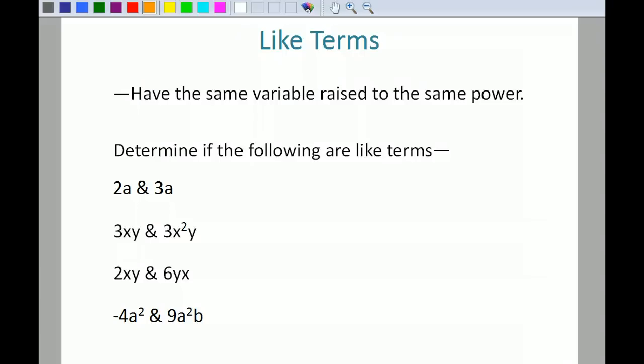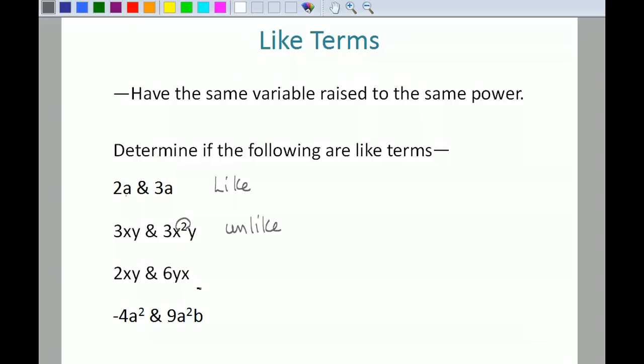Now like terms, it's another one of those essential vocabulary words. Like terms have the same variable raised to the same power. So let's look at these and determine if we have like terms. 2a and 3a. I have the same variable raised to the same power, so yes, these are like terms. 3xy and 3x squared y. So these are not like terms.